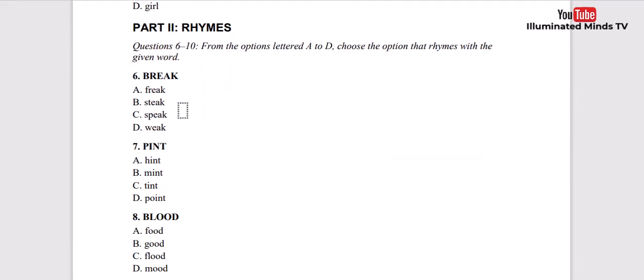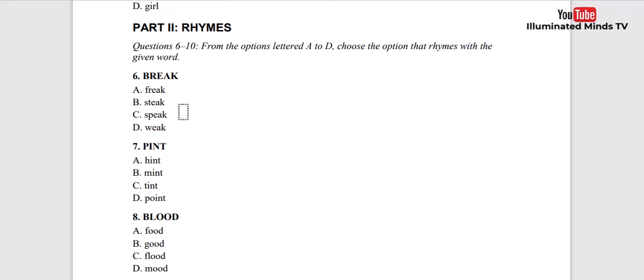Let's move on to the rhymes. Now, this is from question 6 to 10. From the options letter A to D, choose the option that rhymes with the given word. And we have break. Remember, we are dealing with rhymes now, and rhymes has to do with the way the word sounds to the ears. All right. So when we say break, option A is freak, stick, speak, and weak.